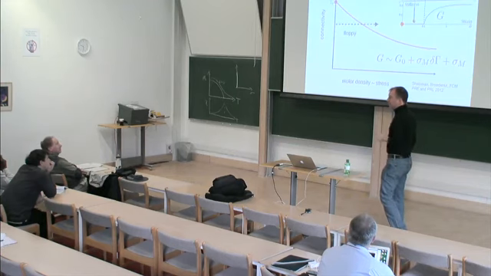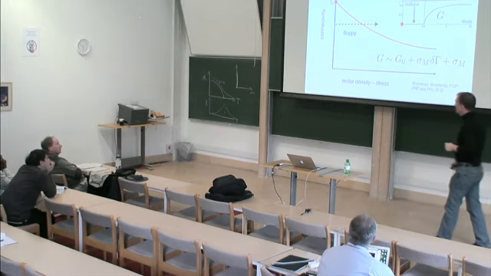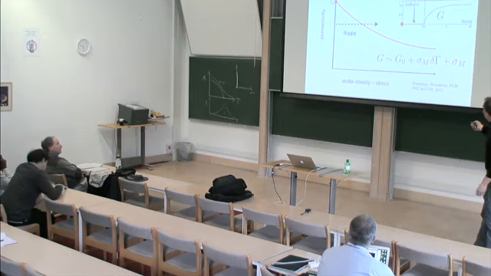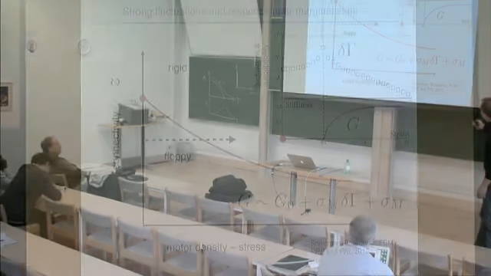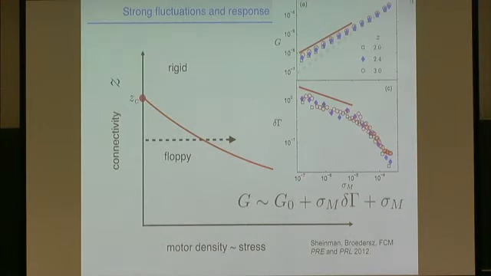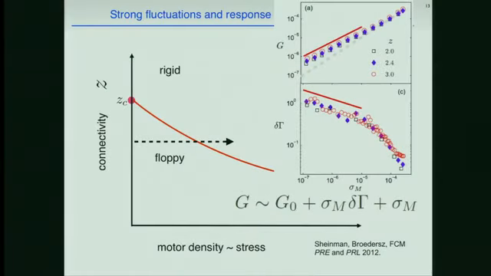Think of it as susceptibility. And I'll show another plot of it here in a moment. But what's interesting is, if you now add motor activity, and I'm skipping over a lot of details, what really is done here is to add a random distribution of force dipoles into the network, i.e. representing contractile stresses.